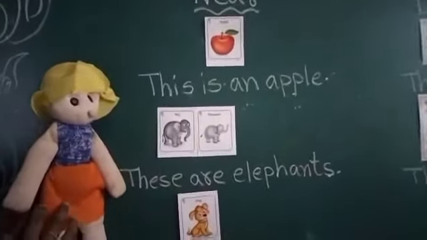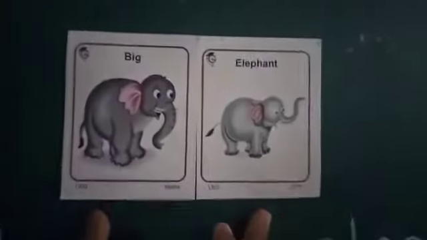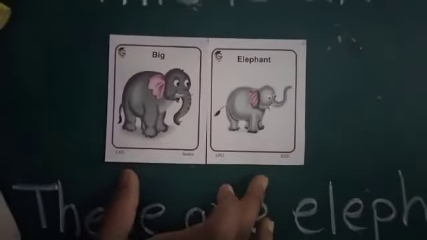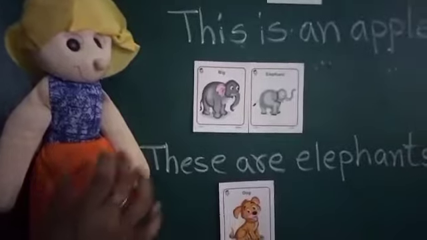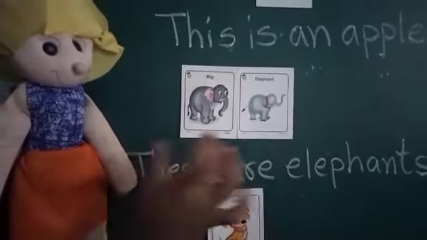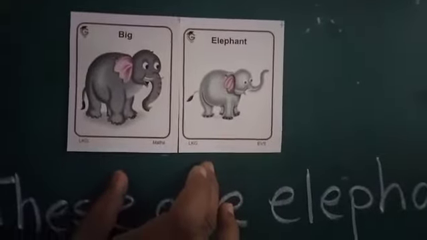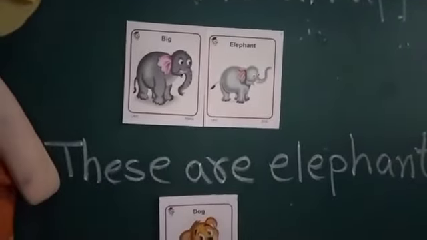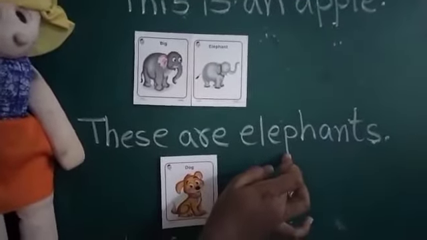Next, Dolly is telling about these elephants. See. What are these? These are elephants. These elephants are near to Dolly. And how many elephants are there here? One or more than one? More than one elephant, and near to Dolly. Then what is she telling? See here. These are elephants.